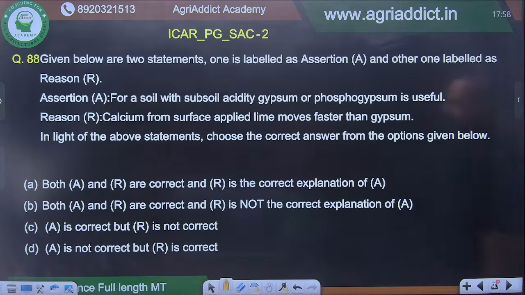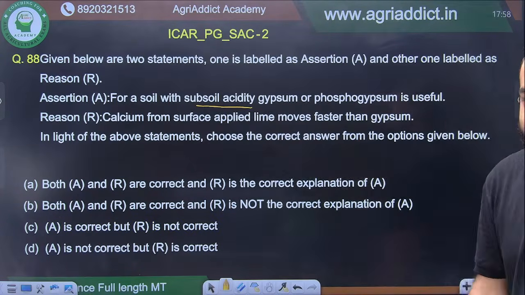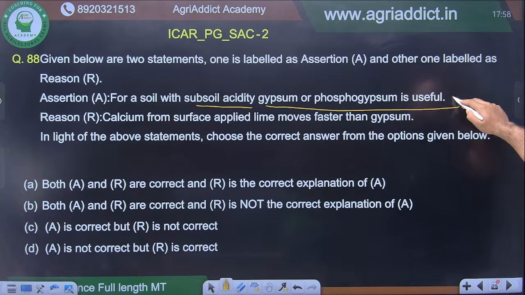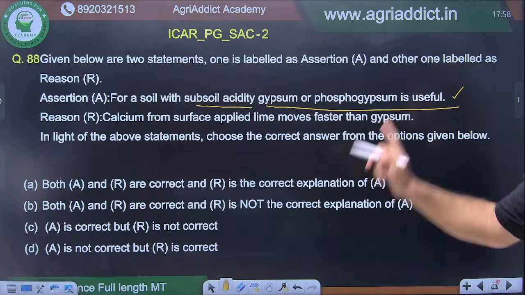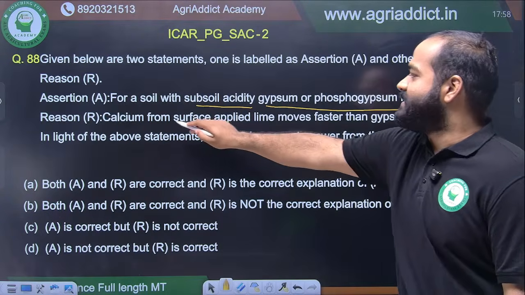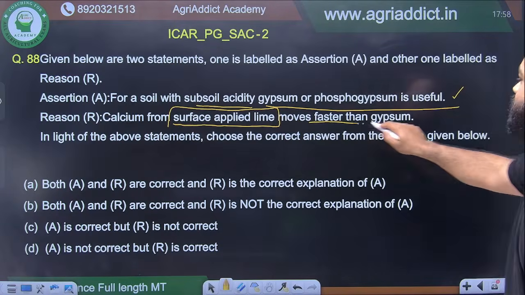Moving on. For a soil with subsoil acidity, this question is from soil acidity. For a soil with subsoil acidity, gypsum or phosphogypsum is useful. If you have read the new ICCS, this statement is directly from there. Calcium from surface applied lime moves faster than gypsum.